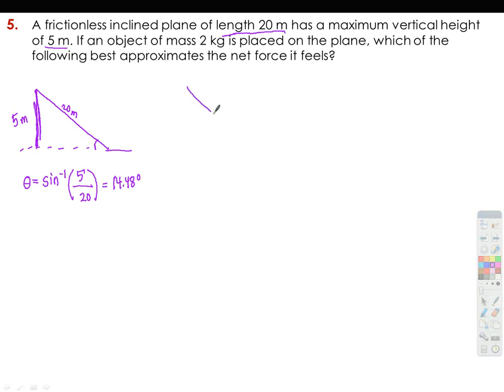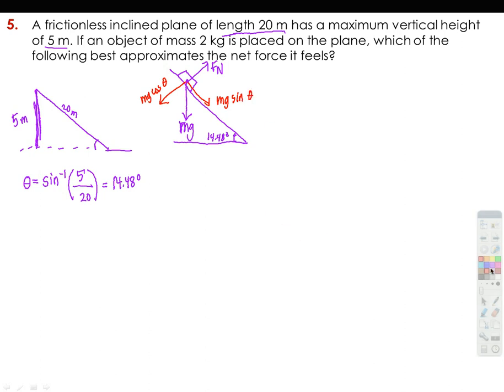Okay, so we have the angle of 14.48. We have a mass of 2 kilograms, and our 2 kilograms has mg, force of gravity. There is Fn, and it's frictionless. That's it. And we know that this is the perpendicular component, which is mg cosine of theta, and this is the parallel component, which is mg sine of theta.